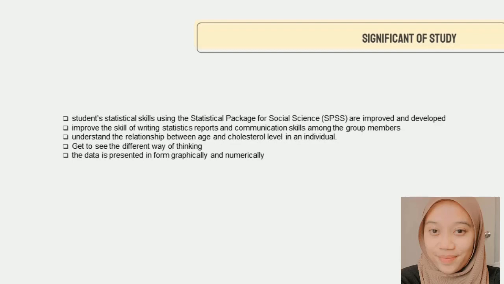Throughout the study, students can understand the relationship between age and cholesterol level in an individual. The discussion among the group members while doing the study showed the diversity of how different members viewed the data given. As a result, the data is presented graphically and numerically. That shows that the study has a good impact and is significant.